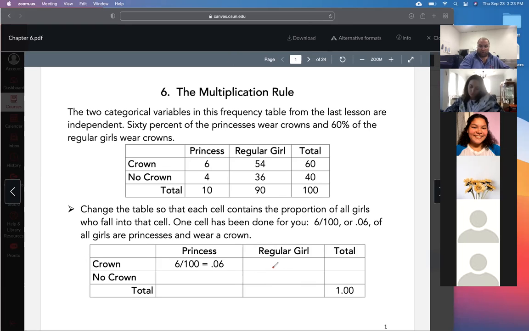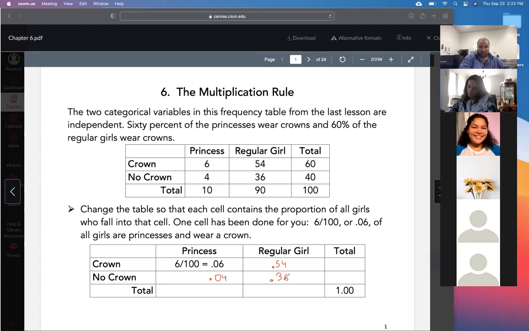54/100, which if I write as a decimal is 0.54. And what would be over here? 4/100, which as a decimal is 0.04. And what would be over here? 36/100, which as a decimal is 0.36.